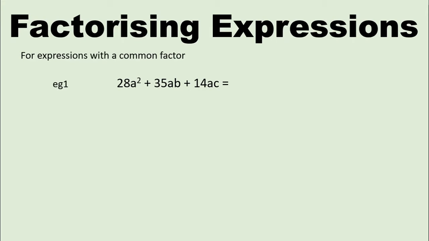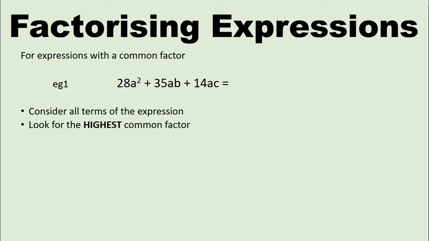So we can find the highest common factor of all 3 terms as we've done before. First, consider all terms of the expression, and there are 3 terms there separated by plus signs. For each of those 3 terms, we'll look at the numbers, 28, 35, and 14. What's the highest common factor of 28, 35, and 14? We can all divide by 7.